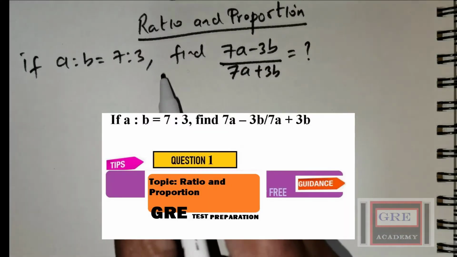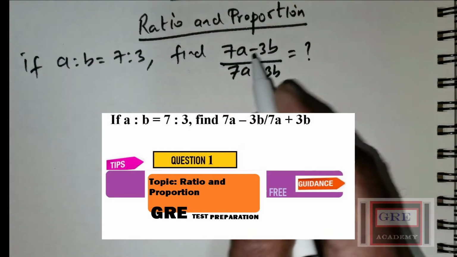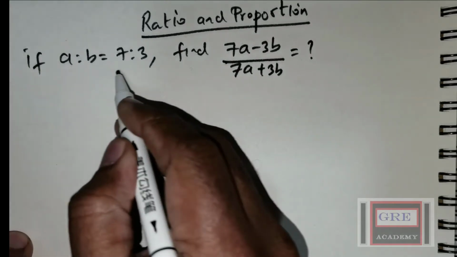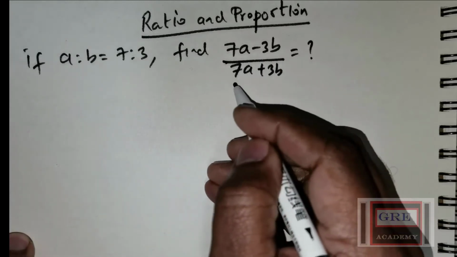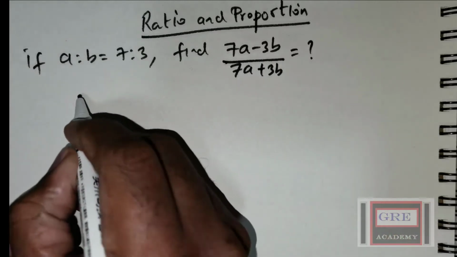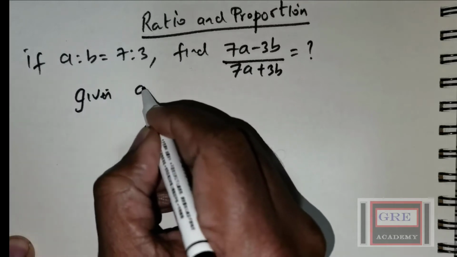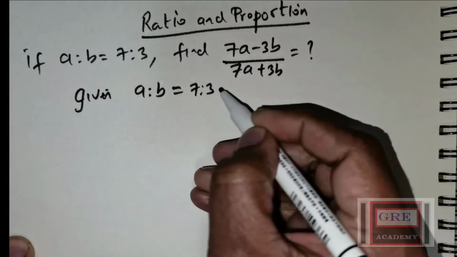Students, in today's class we will study the topic ratio and proportion. The question given to us is, if A is to B is 7:3, find (7A − 3B) divided by (7A + 3B). So first we are given that A is to B is equal to 7:3.